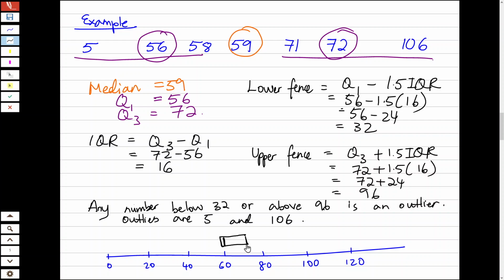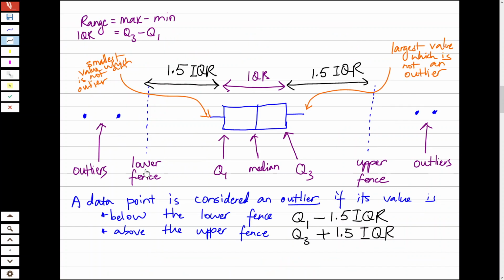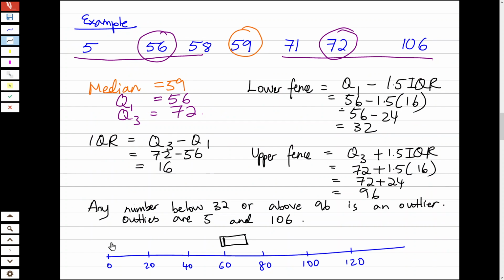Now, how do I represent the outliers? Do I draw a line to the outliers? What did we do in the last diagram? No? Lost you? Okay, the outliers are the dots. So you put a dot on them? Yeah. So that's a dot for 5. And this is a dot for 106.